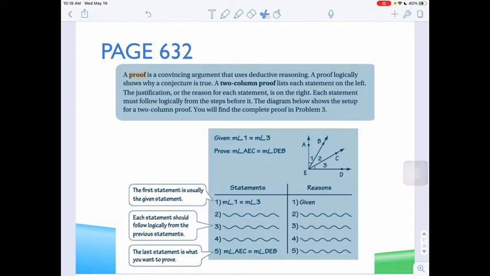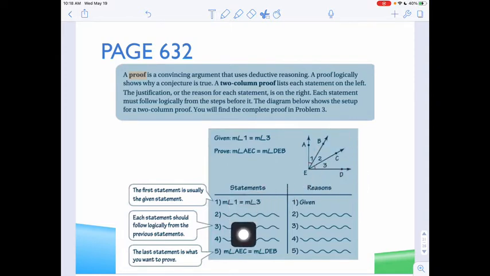Each statement must follow logically from the steps before it. The diagram below shows the setup for a two-column proof. You will find the complete proof in problem 3. So here we have, given the measure of angle 1 is equal to the measure of angle 3, we want to prove that the measure of angle AEC is equal to the measure of angle DEB. So here's angle 1 and angle 3. We have that they are congruent, marked on the diagram. And we want to show that the measure of angle AEC is equal to the measure of angle DEB.